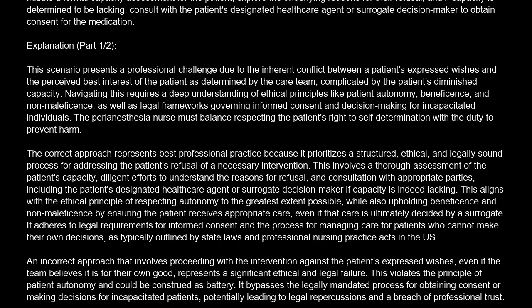An incorrect approach that involves proceeding with the intervention against the patient's expressed wishes, even if the team believes it is for their own good, represents a significant ethical and legal failure. This violates the principle of patient autonomy and could be construed as battery. It bypasses the legally mandated process for obtaining consent or making decisions for incapacitated patients, potentially leading to legal repercussions and a breach of professional trust.